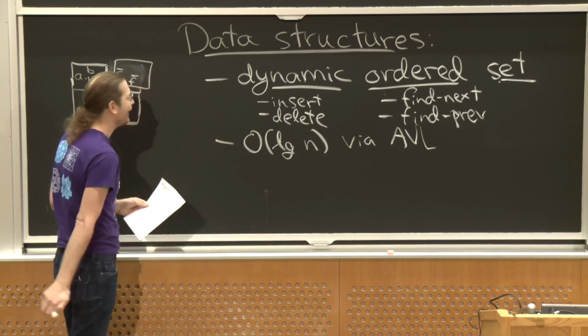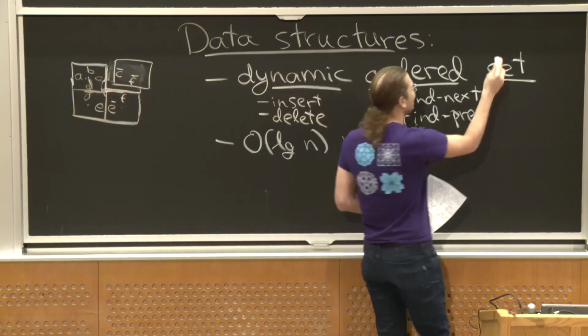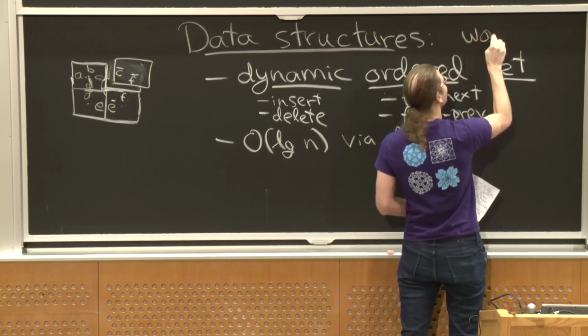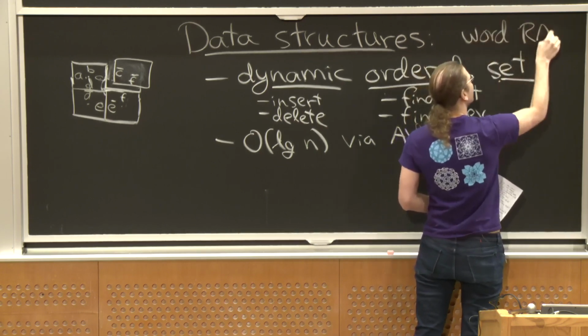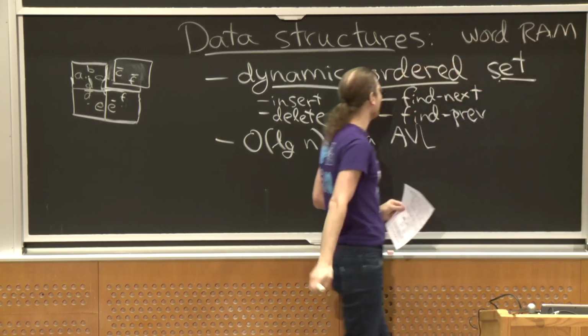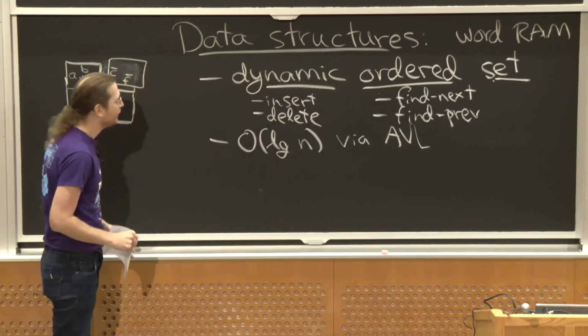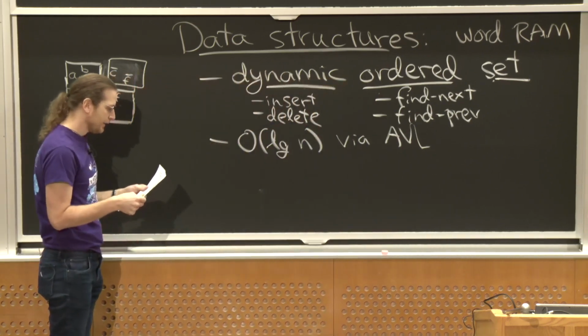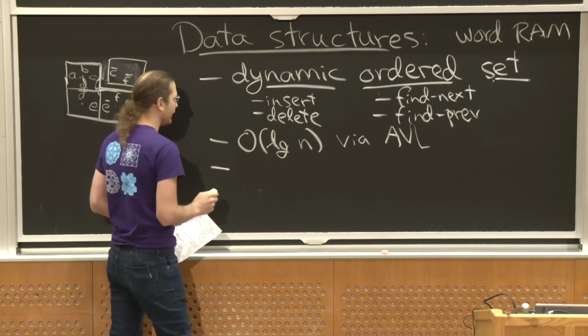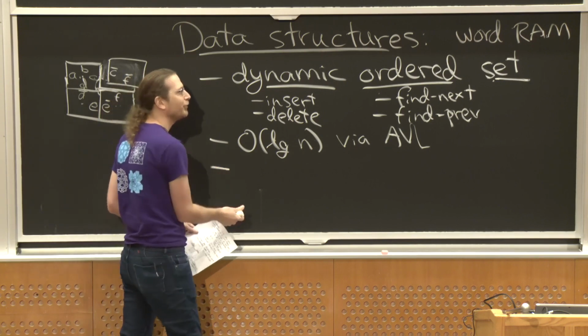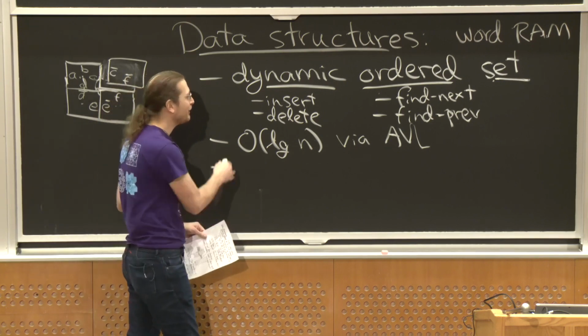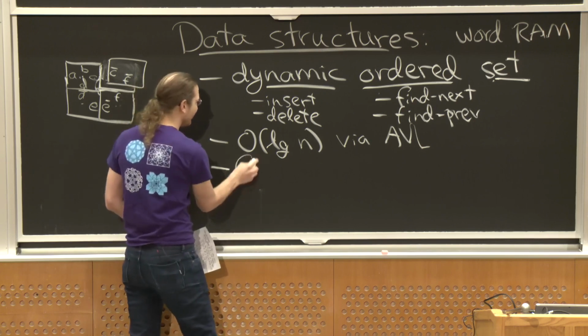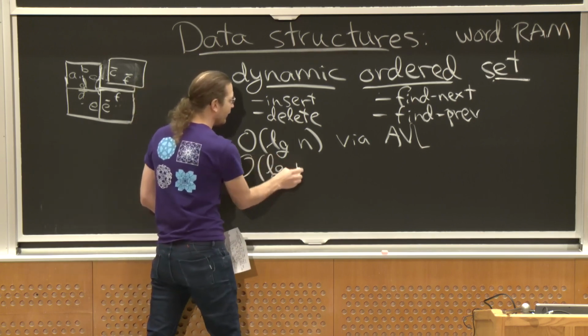Yeah. I'm interested in this in the word RAM model, which is the only model we've seen in this class. This happens to work in a stronger model. We can do better than log n in the following. It'll take me a while before I get better, but here's at least a different bound we can get. Log w.